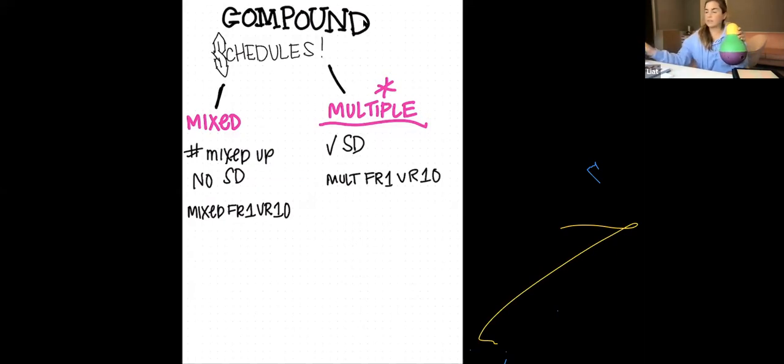All right. So this is the compound schedules of mixed versus multiple. Why we say they're the same, but different. They're the same because they're not going on at the same time, right? Like in one time you might be on an FR1 schedule, one time you might be in a VR10. But the difference is there's a clear indicator in the multiple schedule letting you know what schedule you're on.